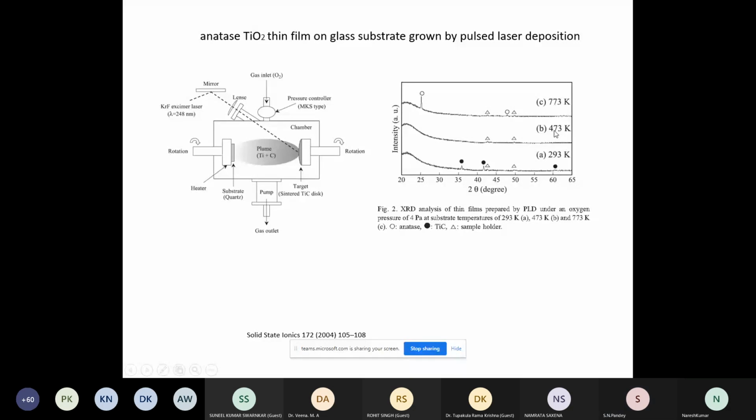So, for example, here again, these TiO2 films were prepared at 473 Kelvin. It shows anatase.